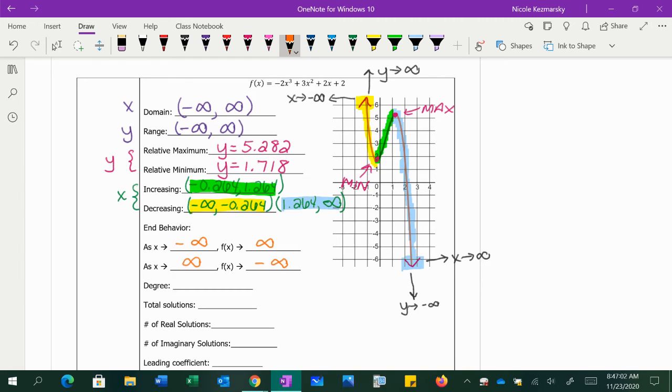So now we're going to look at the degree. The degree is the biggest exponent, so I'm going to look at all of my exponents. I see a 3, a 2, a 1, and a 0. 3 is the biggest, so that's my degree. So I'll go ahead and label that as degree.